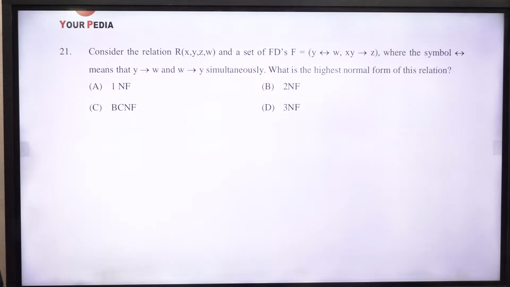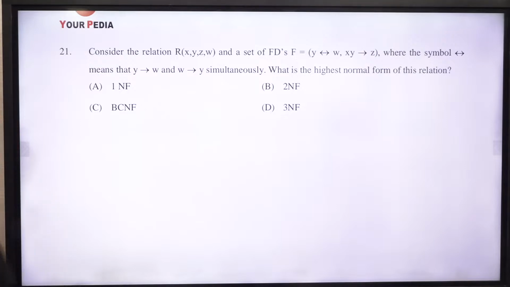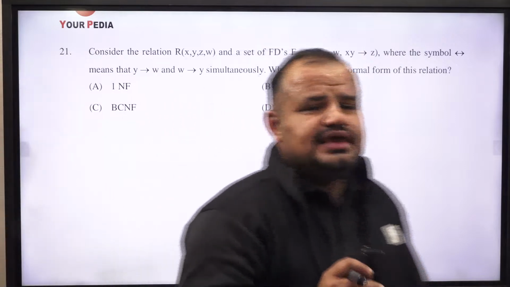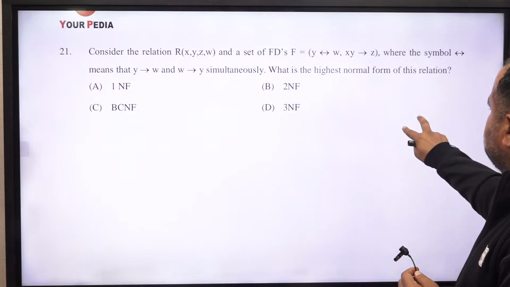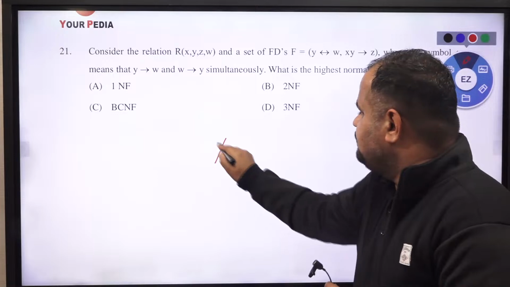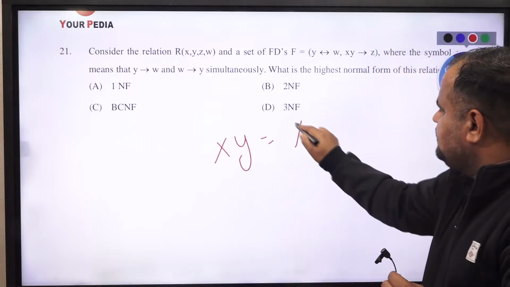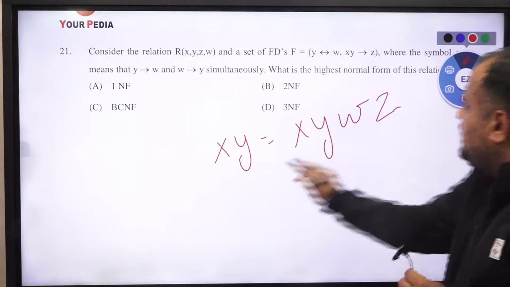Question number 21, what is the right answer? Now tell me, first of all, what is the key? What is the key for this problem? Wrong, it is not 1NF. Tell me, what is the key? XY. Yes, my dear students, XY is the key because the XY closure is XY. Y determines W, XY determines G. So XY is the key.